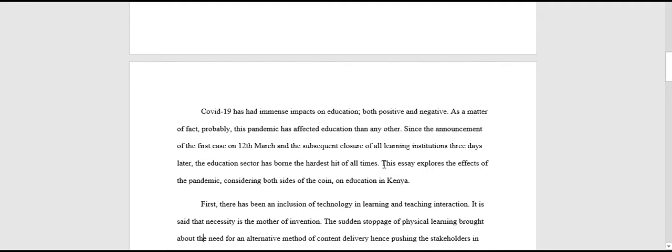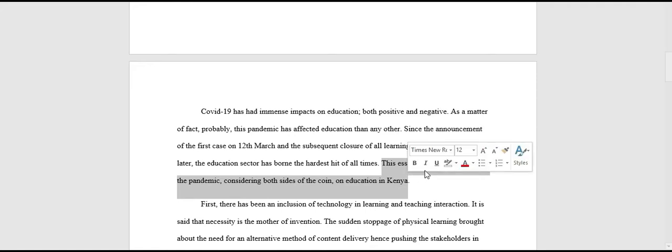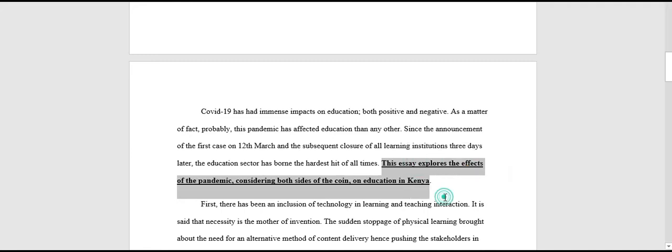Now, looking at this part here, this is what we are calling the thesis statement. I'm going to underline it and make it bold so you can understand clearly. Remember, we have said that the thesis statement is the main proposition of the essay. It gives the reader a general idea of what the essay is going to be talking about.